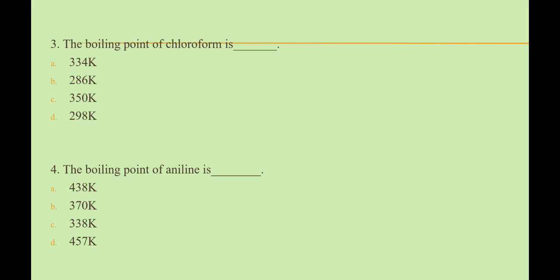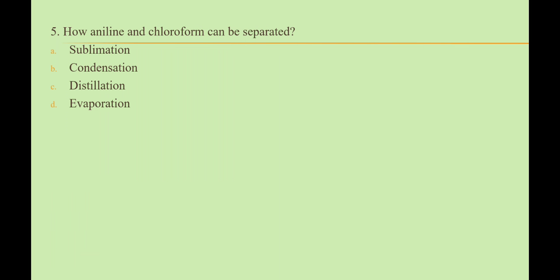Now the next question is, the boiling point of chloroform is dash. Option A 334 Kelvin, option B 286 Kelvin, option C 350 Kelvin, option D 298 Kelvin. So the correct answer is option A, that is 334 Kelvin. Next question is, the boiling point of aniline is option A 438 Kelvin, option B 370 Kelvin, option C 338 Kelvin, option D 457 Kelvin. So the correct answer is option D, that is 457 Kelvin.